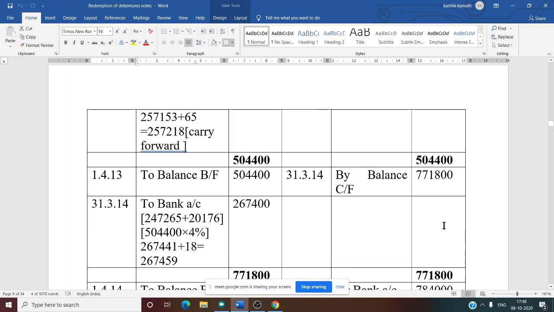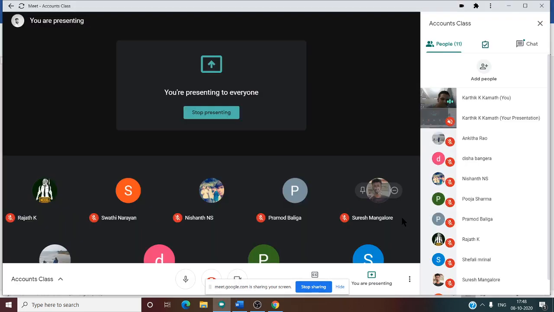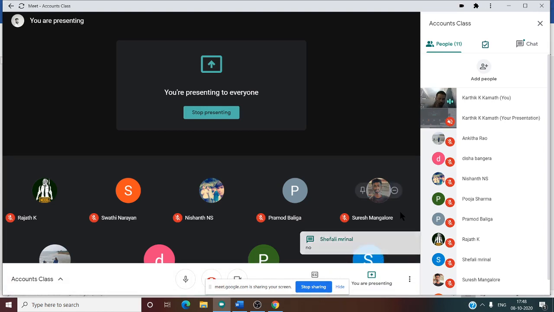So now we prepared three accounts. Any doubt regarding these three accounts? Now we prepared these three accounts. What are those? Debenture account, debenture redemption fund account, debenture redemption fund investment account. Shifali is saying no doubt. I hope others are also having no doubt.